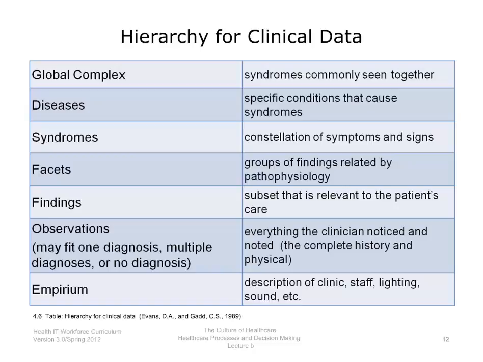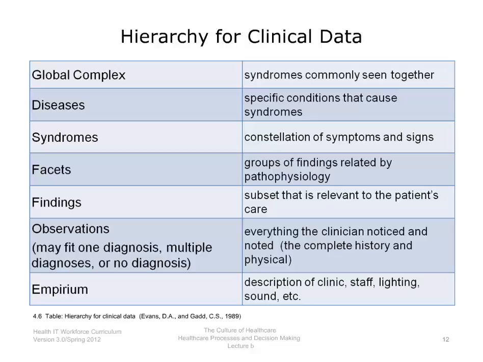One way to understand how clinicians organize and reduce clinical information to make sense out of it is to use a hierarchy of clinical data. One such hierarchy was described by Evans and Gadd. Moving from the bottom of this table to the top, information is aggregated into progressively higher-level groupings.